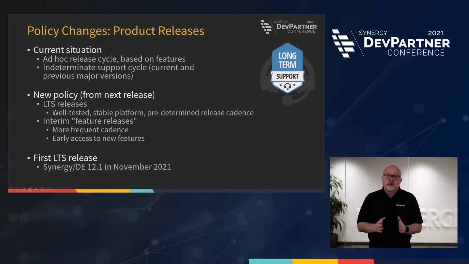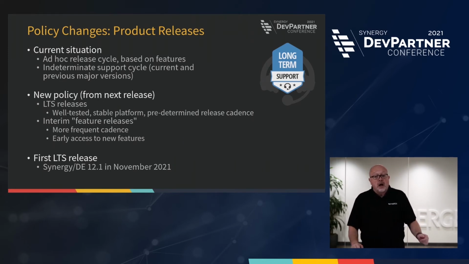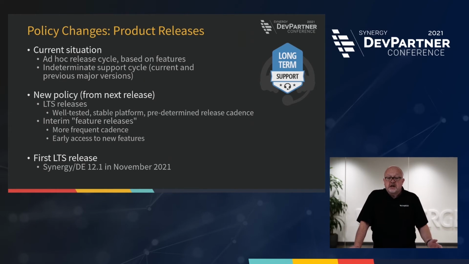Having said that, we're also going to change the way we release software. Currently, we have kind of an ad hoc release cycle based on features and when they come along and when we get things finished, pretty much. And we also have kind of an indeterminate support cycle, in that we say we will carry on supporting, and that really means fixing bugs if you find problems, the current major version and the previous major version. But because we don't have a fixed cycle, you can't really translate that into, if I take this version, I know it's going to be supported for X number of years. You can probably look at averages and get a feel, but there's no way of knowing.